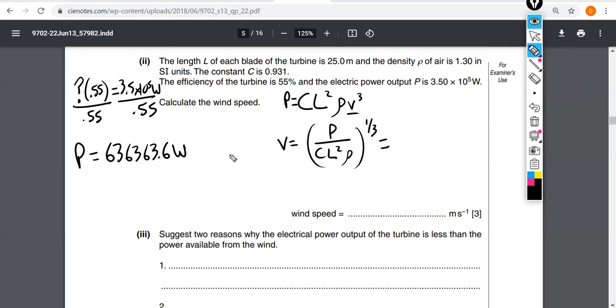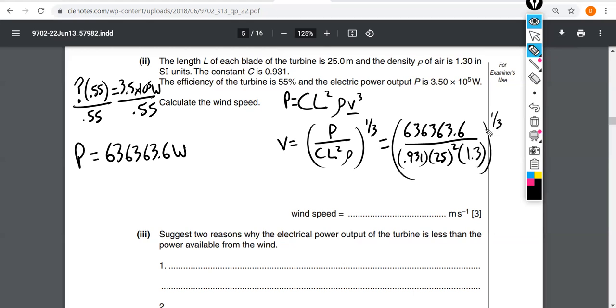Now let's substitute in some values. So we've got this for the power. So it's going to be 63636.6. That's probably enough significant digits. Over, they give us C as 0.931. They give us the length as 25. We already know the units are going to work out to give us meters per second because we've already dealt with units at every other step in this problem. And then they give us the density as 1.3, and we even knew that the units were kilograms per cubic meter. I think we've got it all there, so don't forget to raise it to the 1/3 power or take a cube root, whatever you prefer.